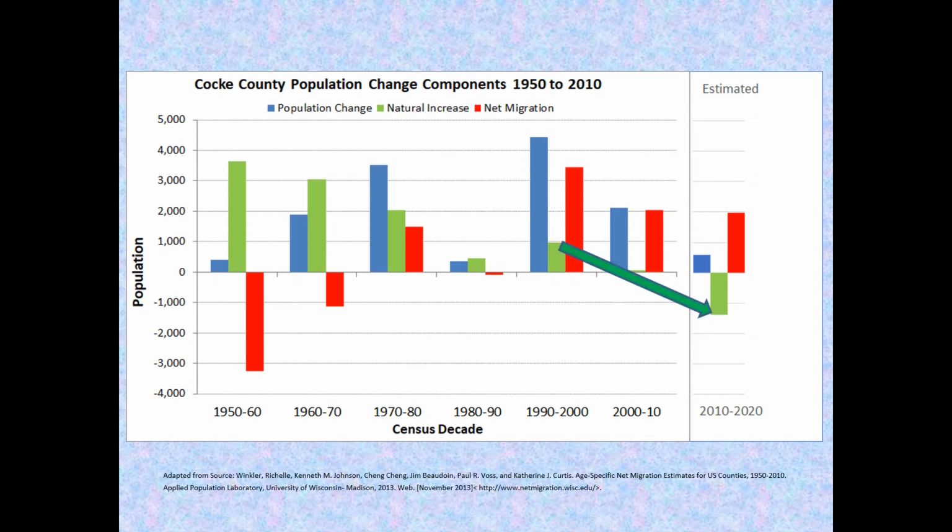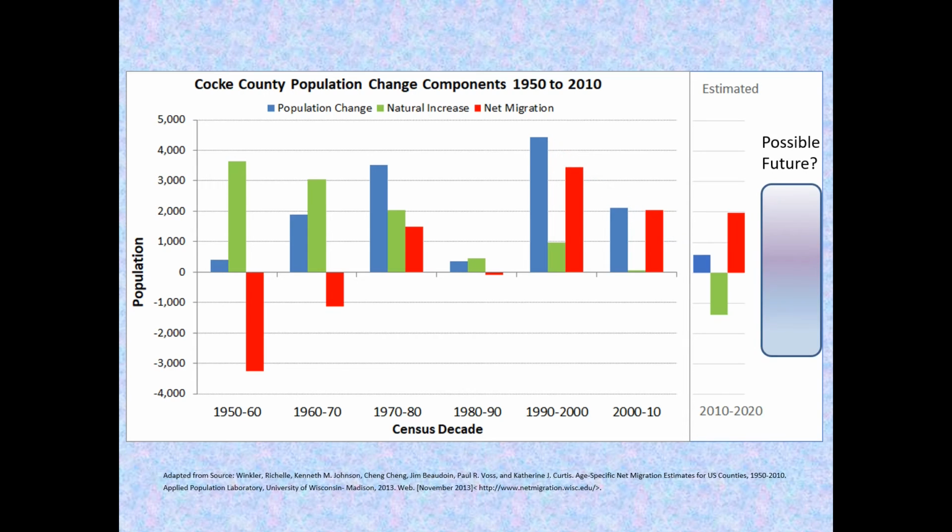The trend of declining natural increase continues and goes negative. After trending down from 1990 to 2010, net in-migration levels out in 2020. This results in a trend of reduced population change.